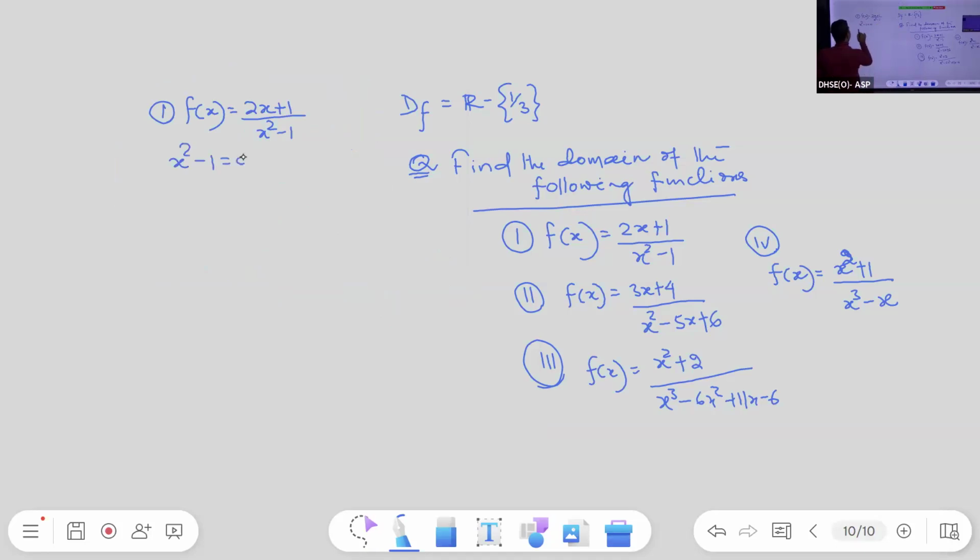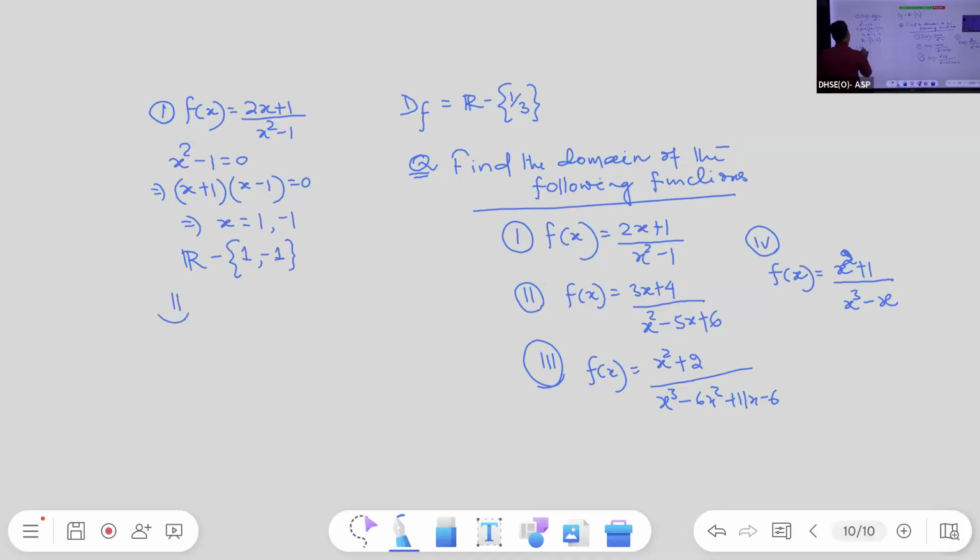X square minus 1 is equal to 0. This implies we can factorize it as x plus 1 into x minus 1 is equal to 0. So this implies x is equal to 1 or negative 1. For x is equal to 1 and negative 1, the function is undefined. Otherwise, the function is defined for all other values in the set of real numbers. Hence, the domain of the function is R minus 1 and minus 1. I hope it is clear to you.